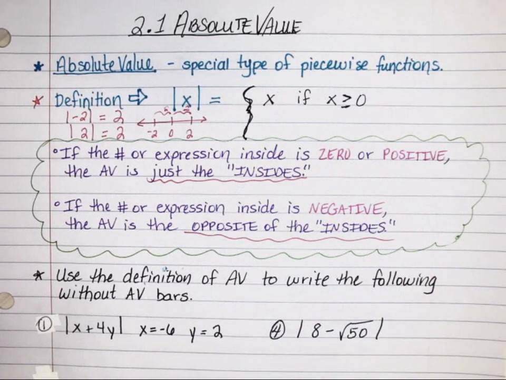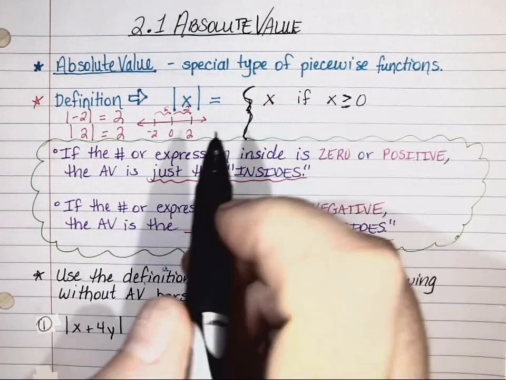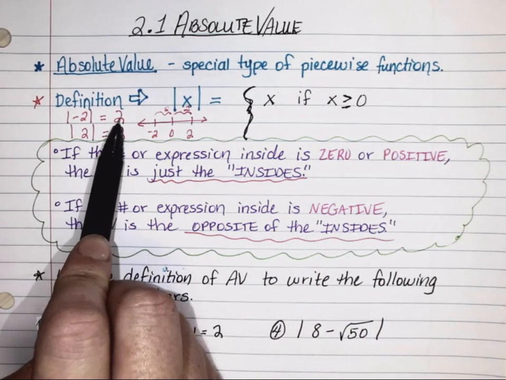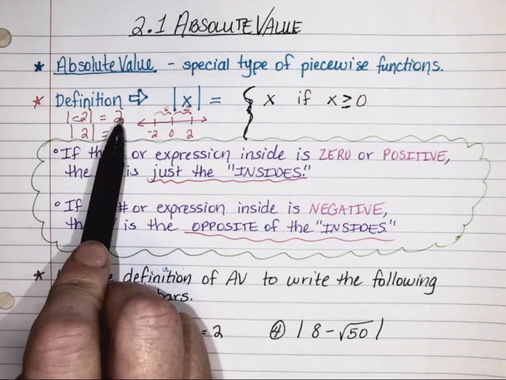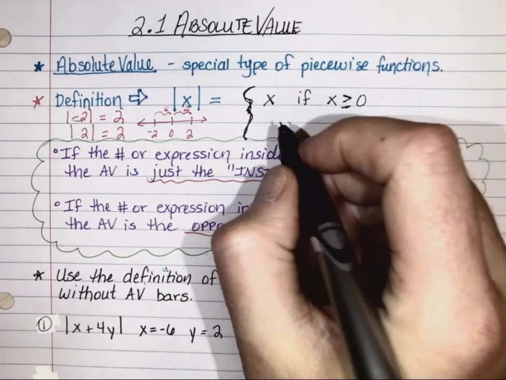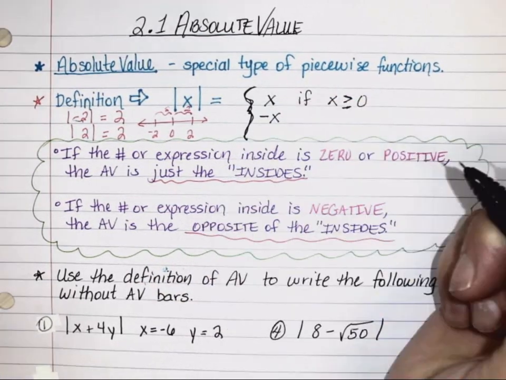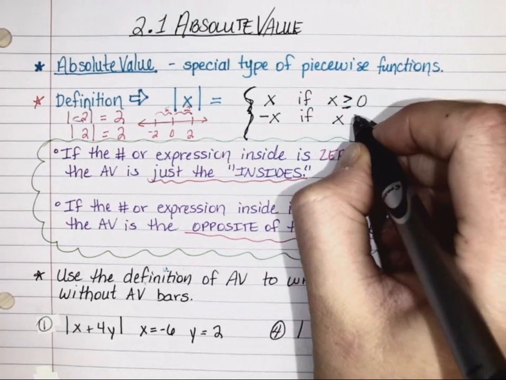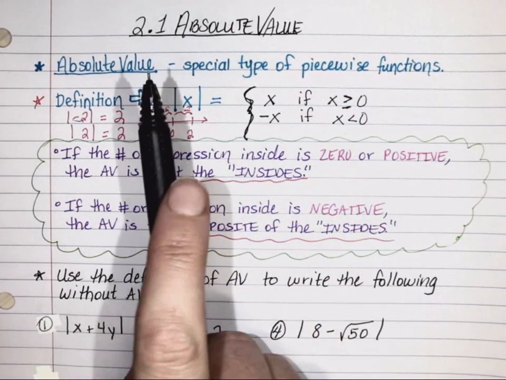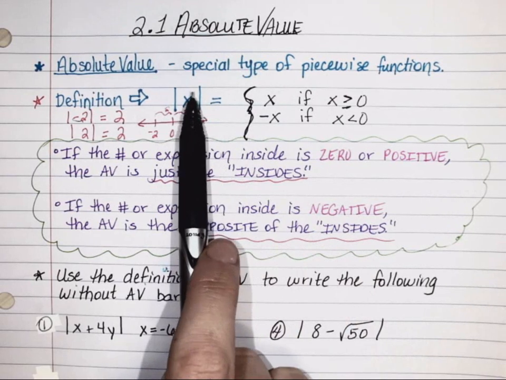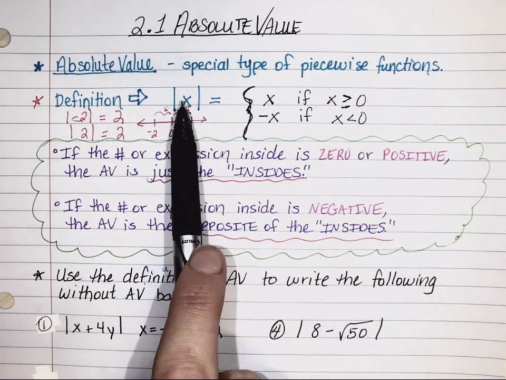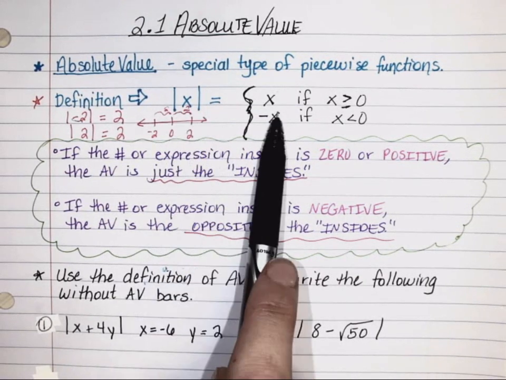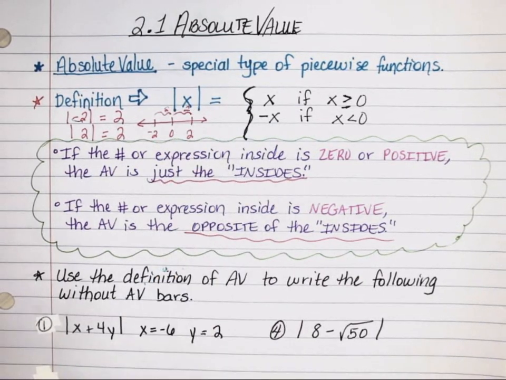And you're going to see in a minute, there's different types. We do the opposite of the inside. So notice that if my inside is -2, it actually comes out to be the opposite of that. So I say the opposite of x if x is less than 0. Notice that if x is less than 0, meaning -1, -1.5, -10, the absolute value of that is going to come out to be the opposite. And I'll show you.